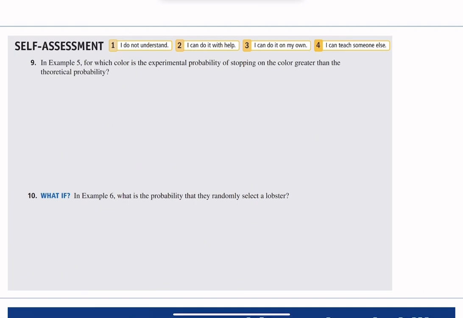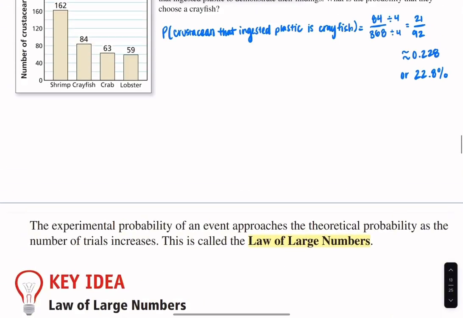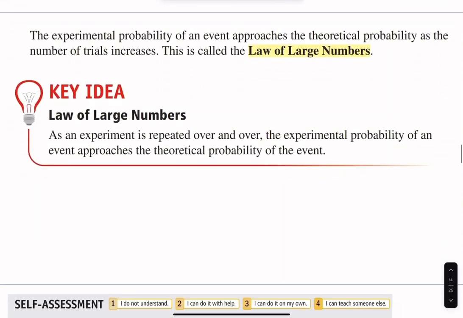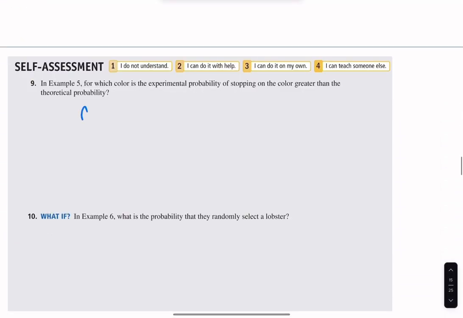Okay, so first, number 9. In example 5, for which color is the experimental probability of stopping on the color greater than the theoretical? So back to this example. The only probability out of these 4 that is greater than the theoretical is this one right here, green. So that is the answer to number 9.